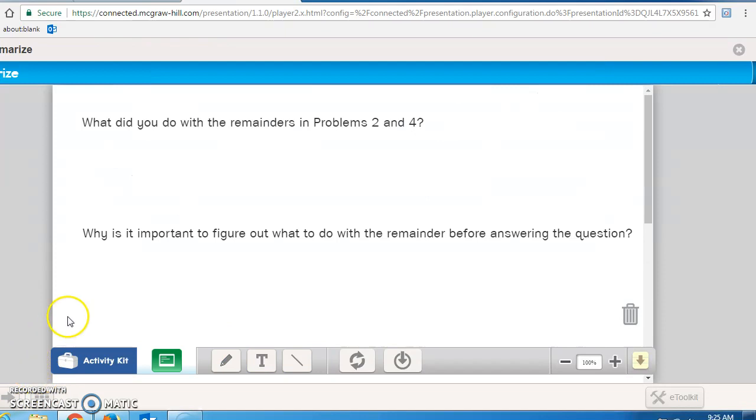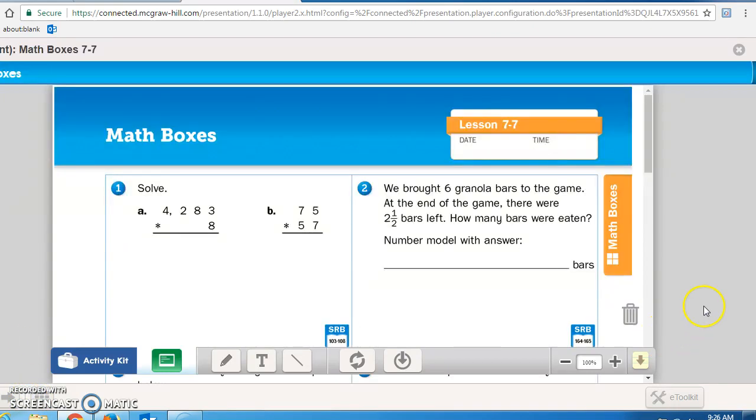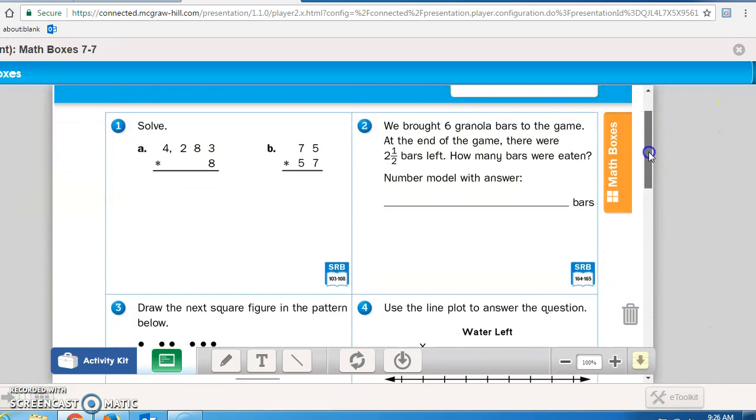When you finish these pages, hopefully I've asked you, what did you do with the remainders in problems 2 and 4? Did you ignore them? Did you have to round up? Or did you just kind of forget about them? And why was it important to figure out what to do with the remainder before answering the question? Hopefully you realize that you got to figure out what to do with that remainder in order to answer that question correctly.